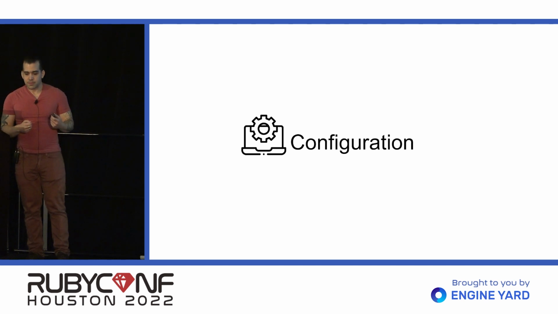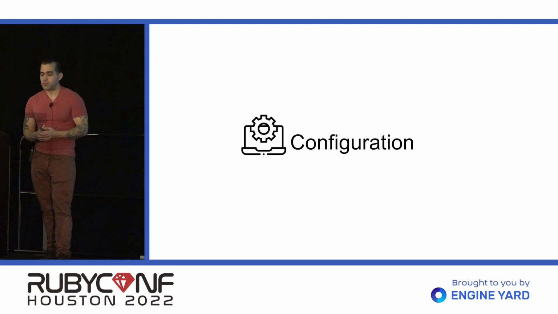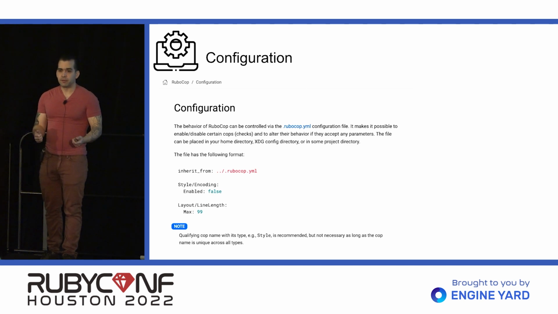And the part that it wants to do next is start loading some configuration, determining which cops are active, what options do we need to provide to them. In general, this is all done through YAML files. I won't go through the options here.